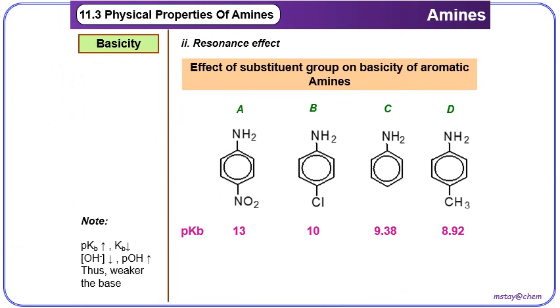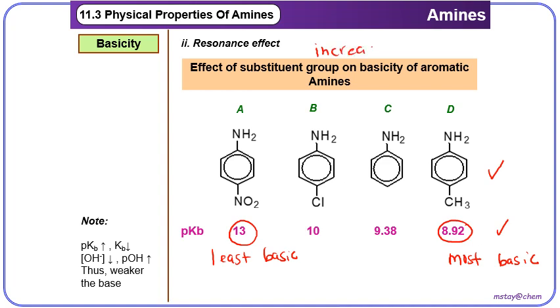Okay, now let's look at the question here. They already give us the pKb values and also the structures, and we are going to arrange them. From here we can see that the lowest pKb value is 8.92, which means this is the most basic. And 13 is the highest pKb value, which means this is the least basic. I think they already arranged them in increasing order, A to B.